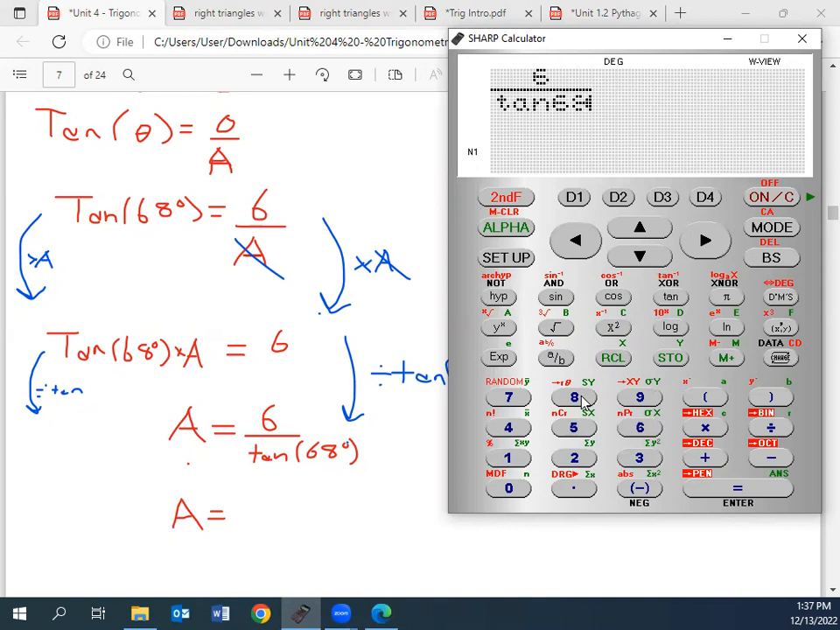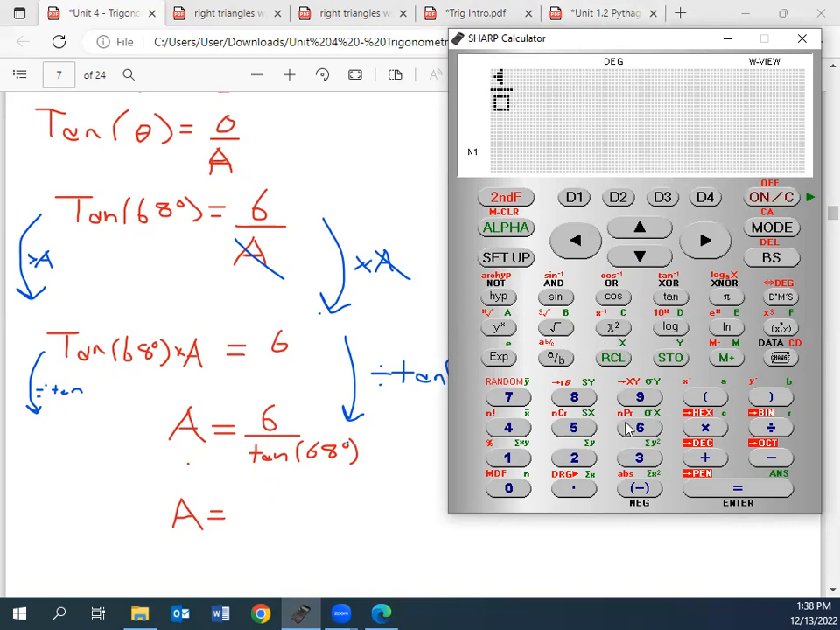So now some of you might be asking the question, but you just said you can't divide by tangent. You just said you can't do that, right? How come I'm doing it here? It's because I'm not dividing by tangent. I'm dividing by tangent of 68, which is equal to something. You can't divide by tangent by itself. That's what we were doing before. We just got rid of the tangent only. We kept the angle in there. Now I'm dividing by tangent of an angle, which is equal to something.